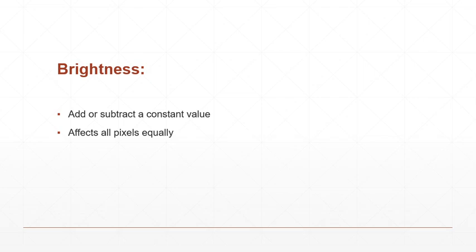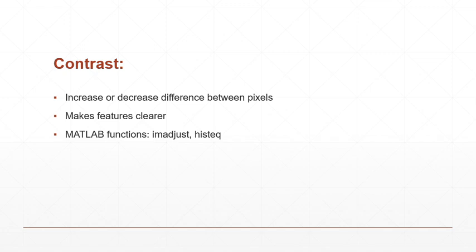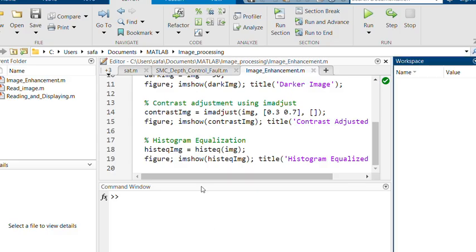Brightness simply means adding or subtracting a constant value to all pixels. This makes the whole image lighter or darker. Contrast changes the difference between dark and light regions in the image. In MATLAB, we can use imadjust for simple contrast adjustment or histeq for histogram equalization. Okay, let's go to MATLAB.